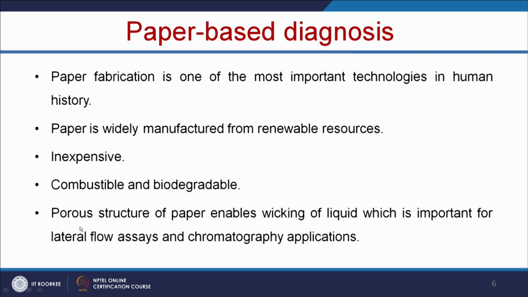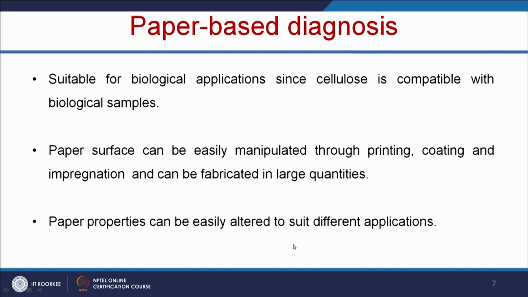And again, the porous structure of paper enables wicking of liquid, which is important for lateral flow assays and chromatographic applications. And paper based diagnosis is suitable for biological applications because the cellulose is compatible with the biological samples, and the paper surface can be easily manipulated through printing, coating and impregnation, and it can be fabricated in large quantities. Another important property is that paper can be easily altered to suit our different applications.